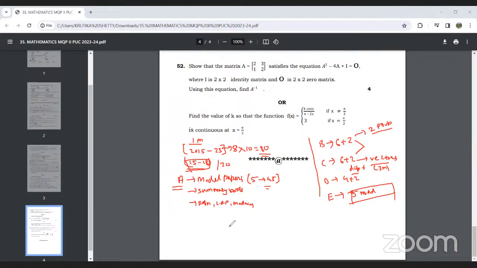Okay, and then see, that is from the paper point of view, and now from the lesson point of view. Relation and function, inverse trigonometry, vectors, 3D, and LPP. So these chapters you need to do very thoroughly. Plus be perfect with matrices and determinants.